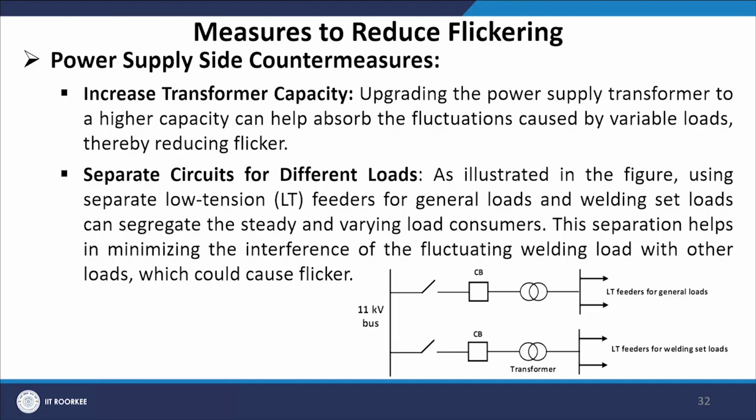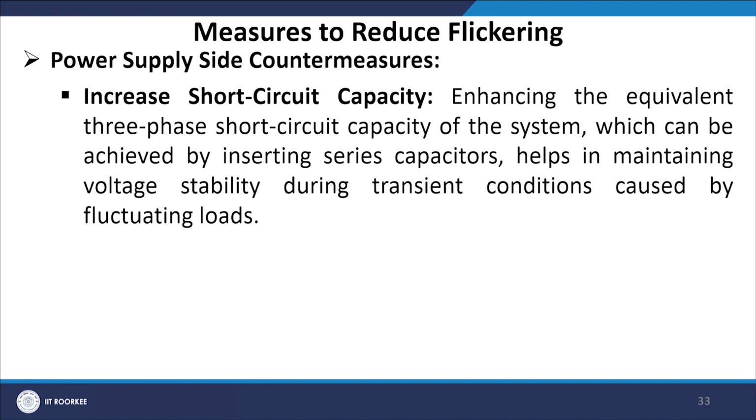As illustrated in the following figure, using separate low tension (LT) feeders for general loads and welding set loads can segregate the steady and varying load consumers. This separation helps in minimizing the interference of the fluctuating welding loads, as I mentioned earlier, with other loads, which could cause flicker. Enhancing the equivalent three-phase short circuit capacity of the system, which can be achieved by inserting series capacitors, helps in maintaining voltage stability during transient conditions caused by fluctuating loads.